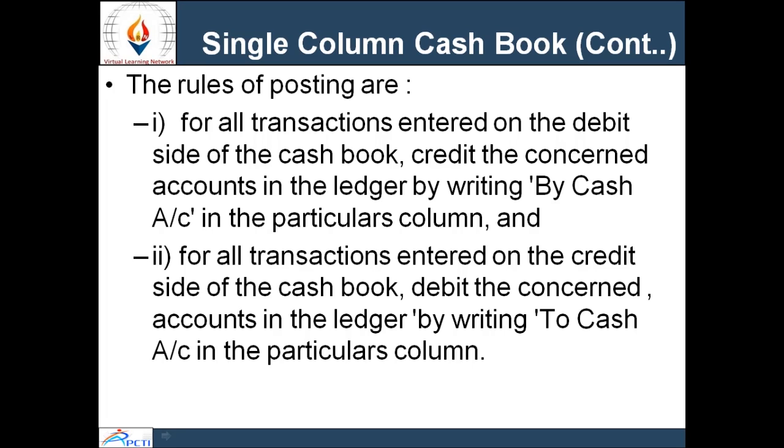The rules of posting are: for all transactions entered on the debit side of the cash book, credit the concerned account in the ledger by writing "by cash account" in the particular column. And the second rule is, for all transactions entered on the credit side of the cash book, debit the concerned account in the ledger by writing "to cash account" in the particular column.